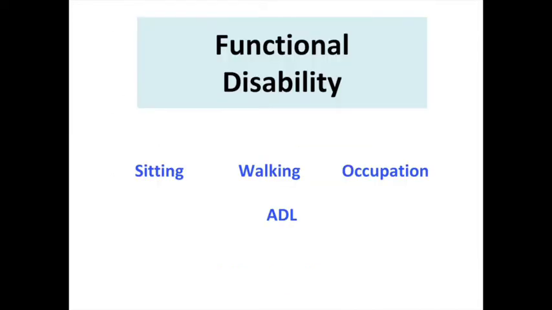At the end of the history, you again need to end up with an assessment of functional disability, which you divide into sitting, walking, what has happened to his occupation, and any specific activity of daily living you think was important in this patient, or the patient comes out himself. In sitting, both squatting and sitting cross-legged is important. It gives you some idea about what is the level of disability in this patient.